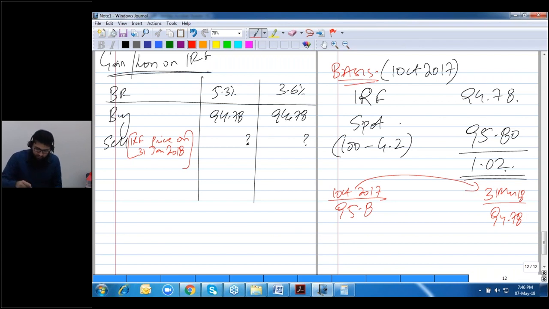So this difference of 1.02, slowly and gradually this difference would decrease. Now, if this difference is going to decrease, then what is actually going to happen is slowly and gradually this spot rate would keep on reaching this level.